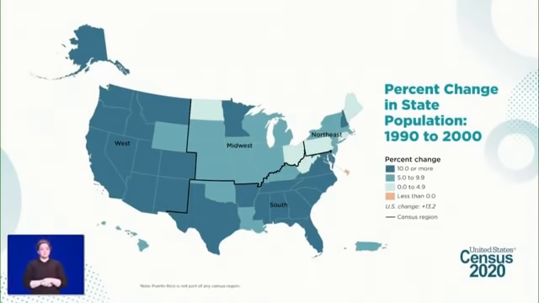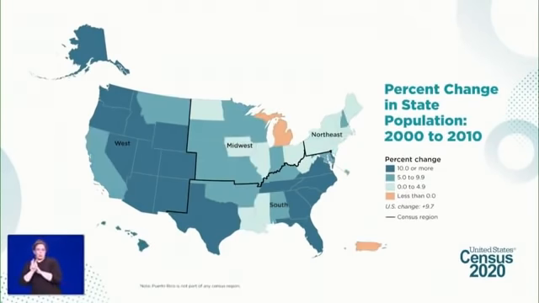The country grew by a relatively robust 13.2% in the 1990s. All 50 states increased in population that decade, as did Puerto Rico. Only the District of Columbia lost population during the 1990s. States growing by 10% or more that decade were almost all in the South or West.